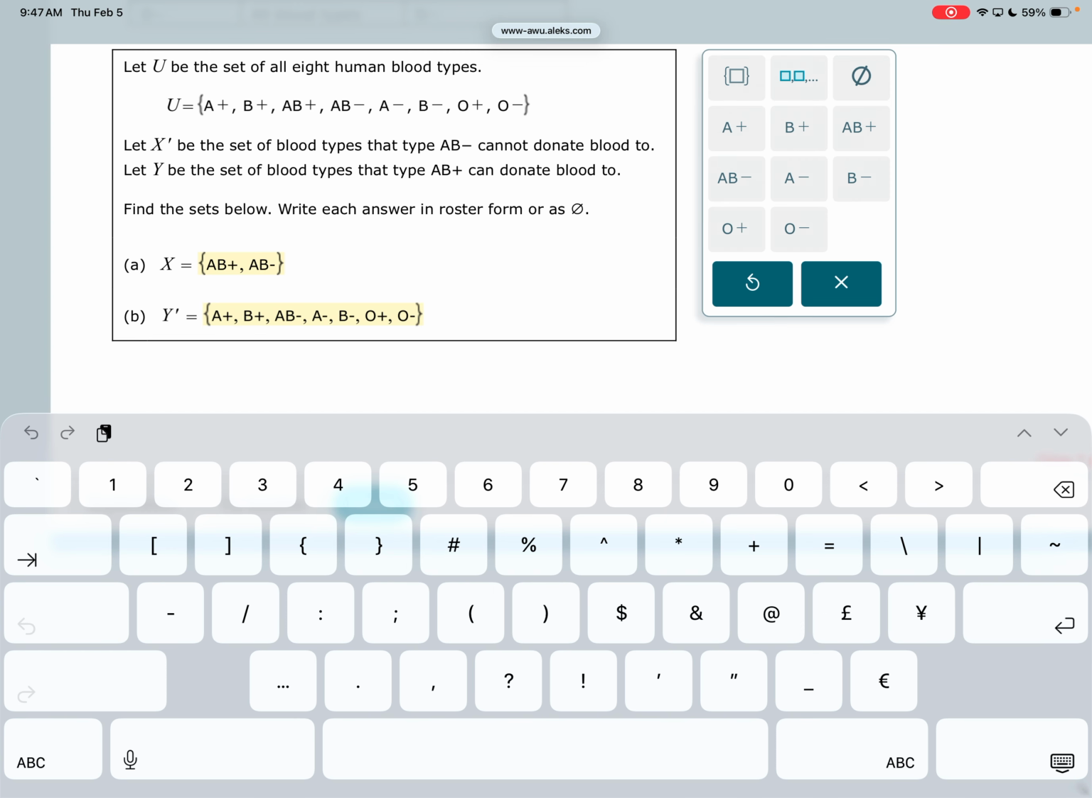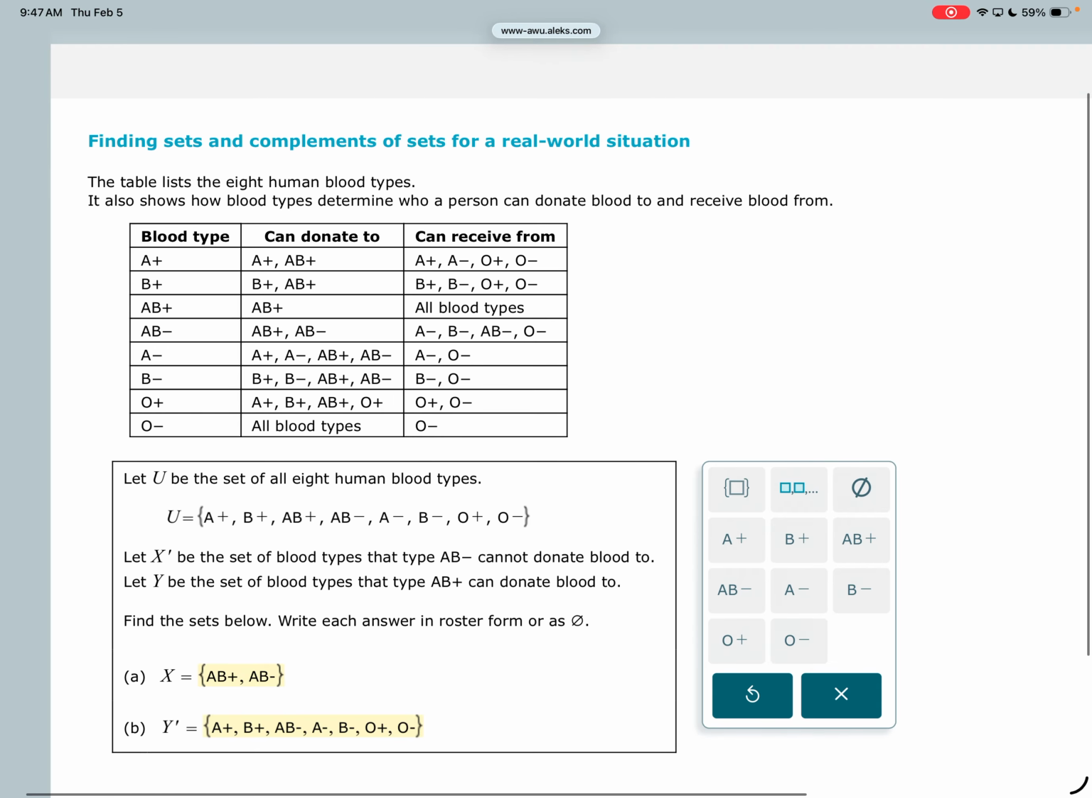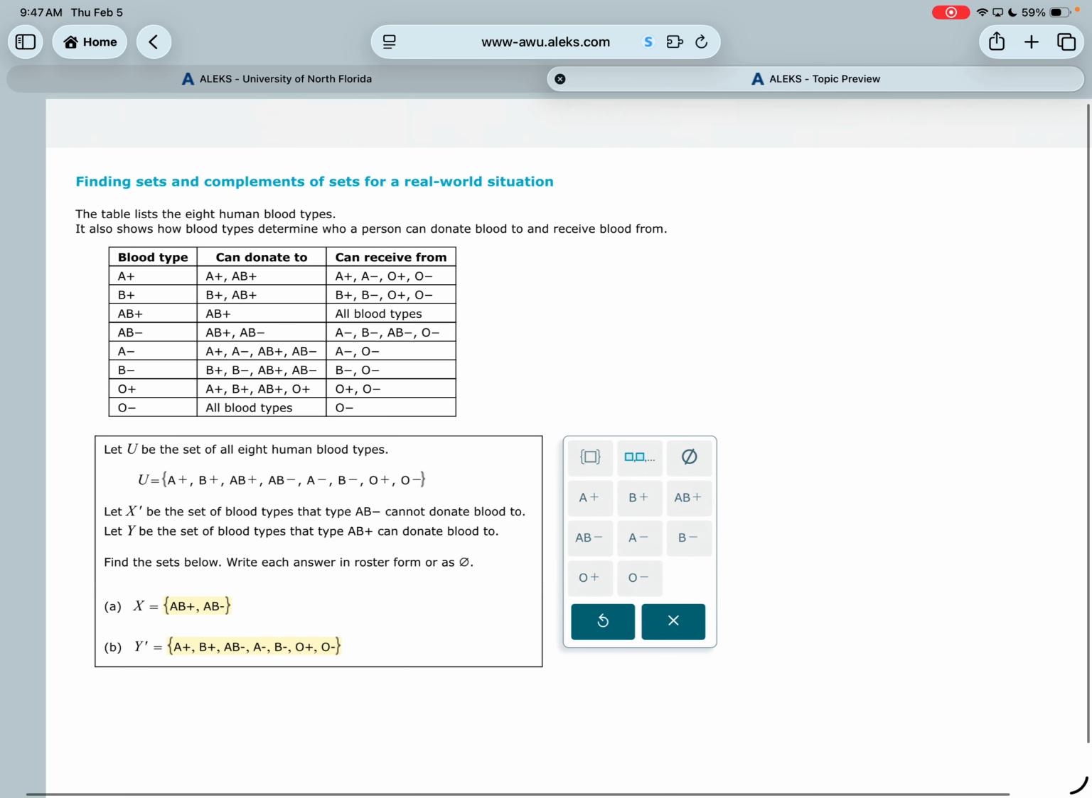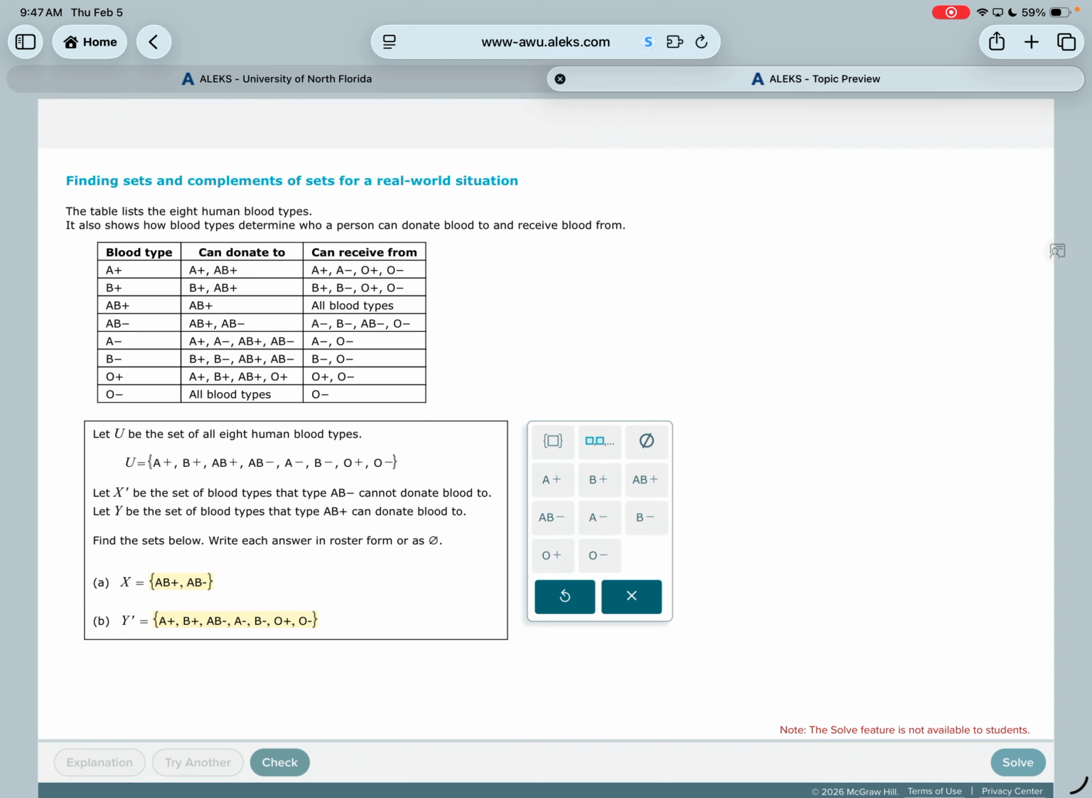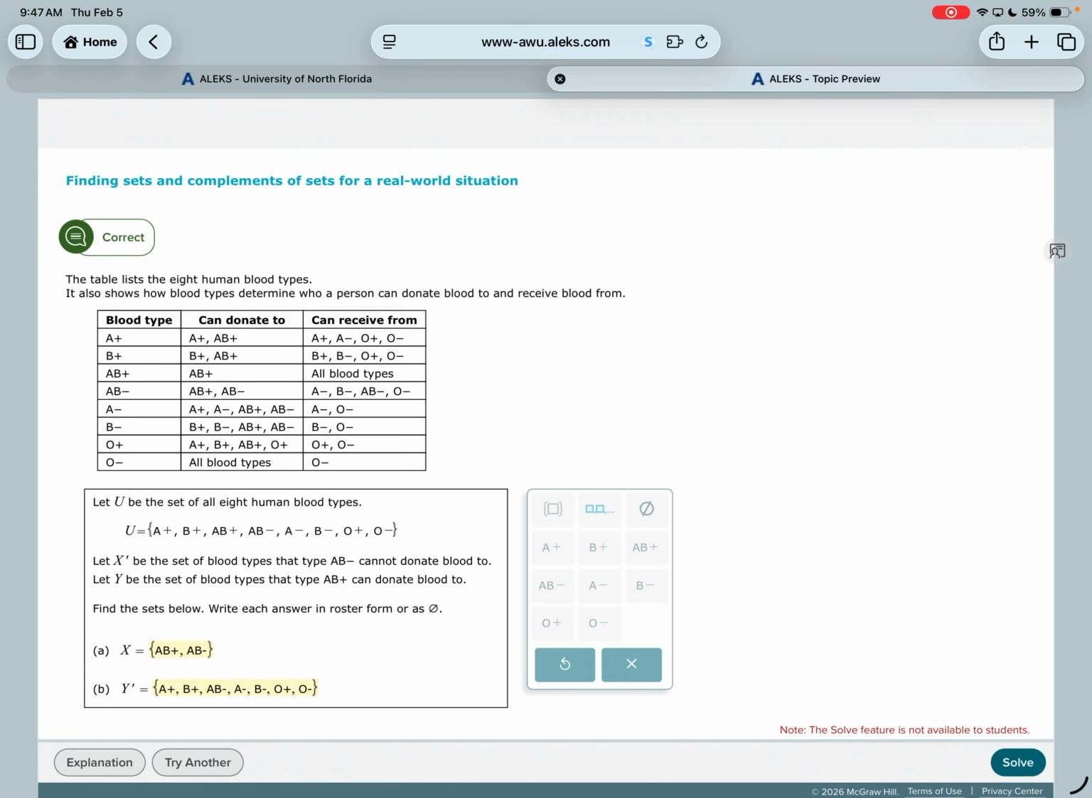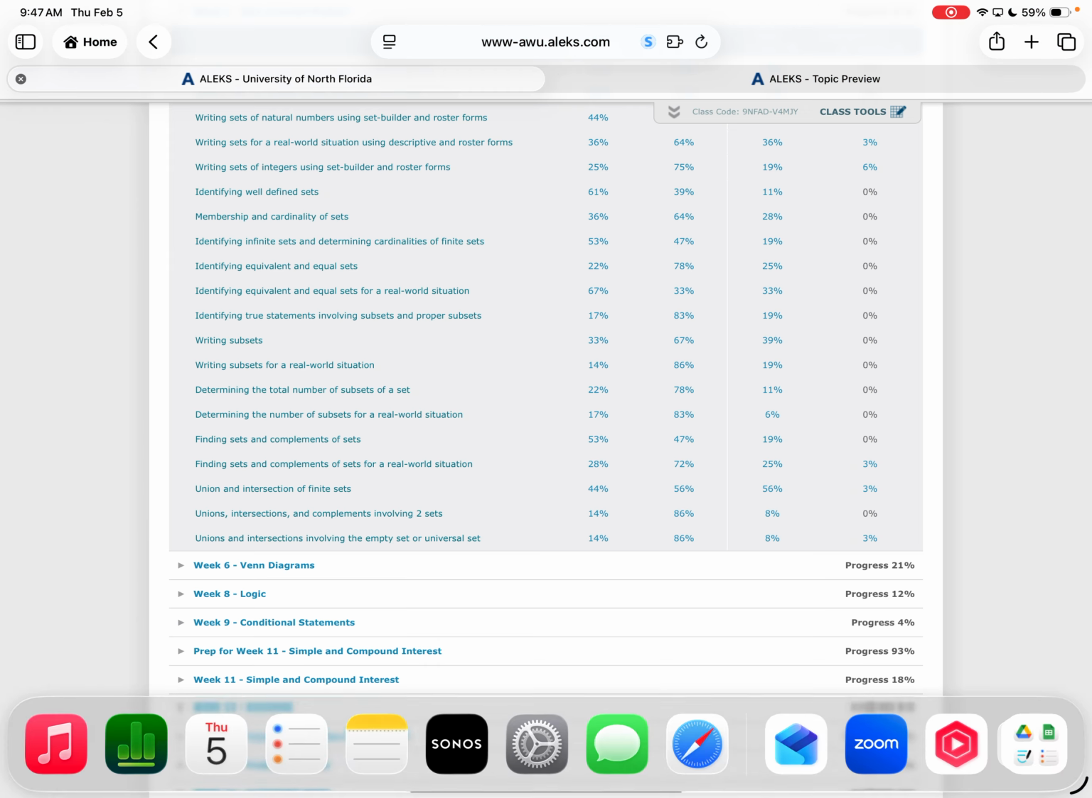This is nice that it gives me the chart right there, right? Let's double check this. Let Y be the set of blood types that the type AB positive can donate blood to. So Y naught would be the ones that it cannot donate blood to. Let's check it, see if we did it right. Yes, we did.